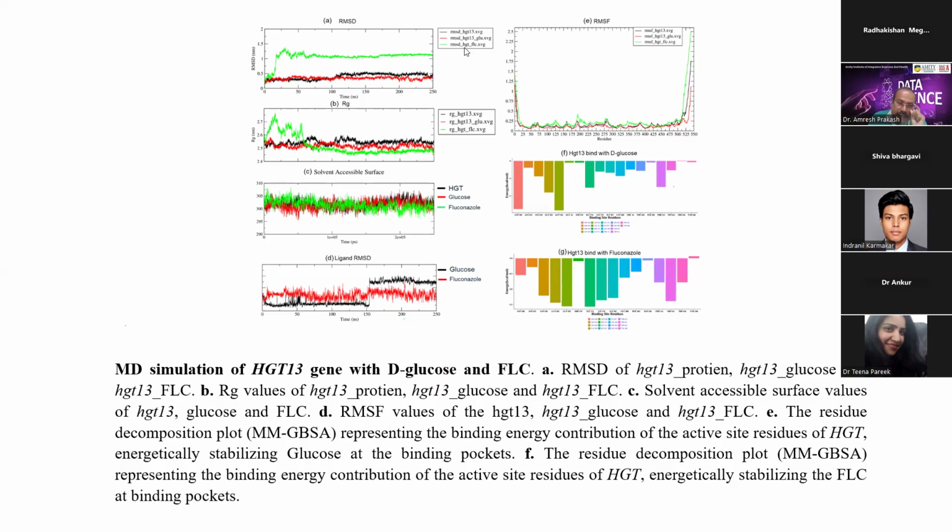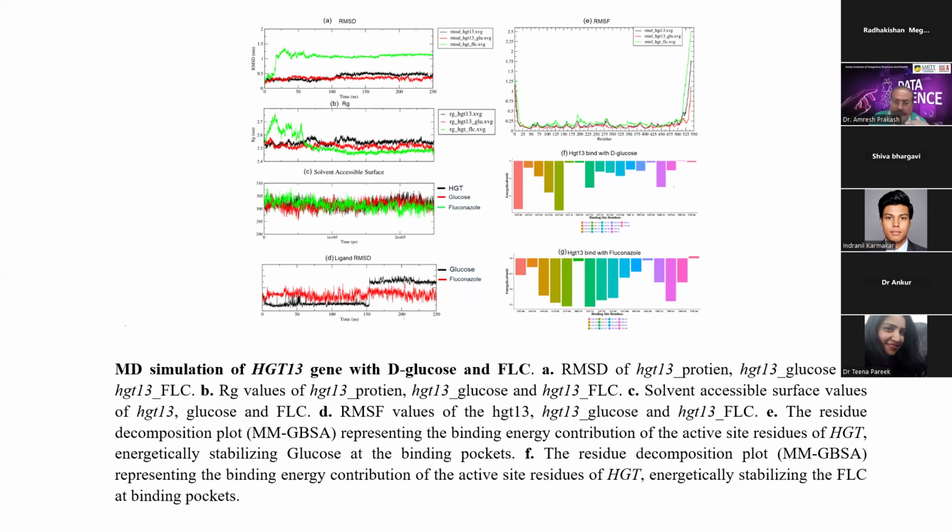Because this green one is the fluconazole, FLC. This red one is the SGT docked with D-glucose, which I showed in the previous slide. And the third one is the simple protein. It is not docked with any ligand.